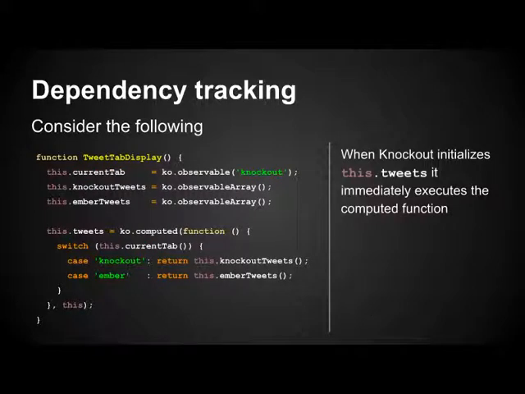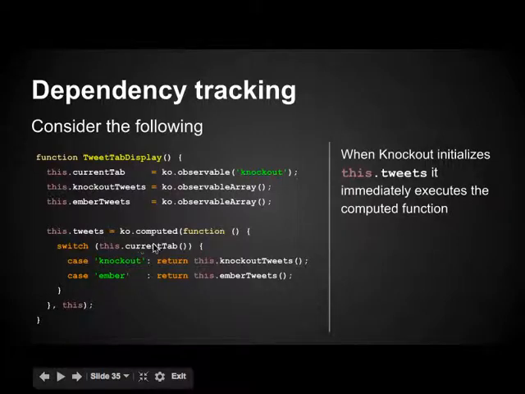When you define this field here, tweets, this computed function is immediately evaluated. And because the value of current tab right now is Knockout, it goes into the body of this code, evaluates this.currentTab. Knockout notices that you call that observable to get its value. It goes into the next part of the switch. It gets the value of the knockout tweets.